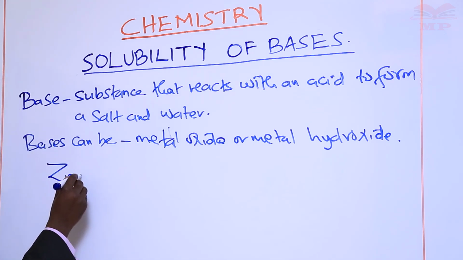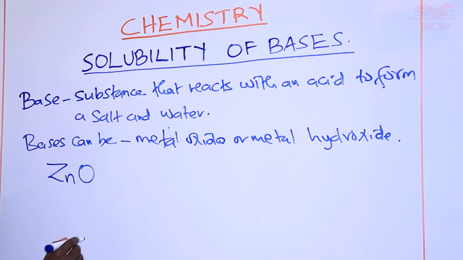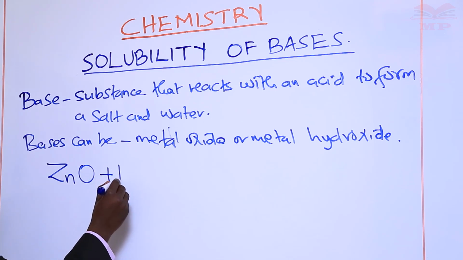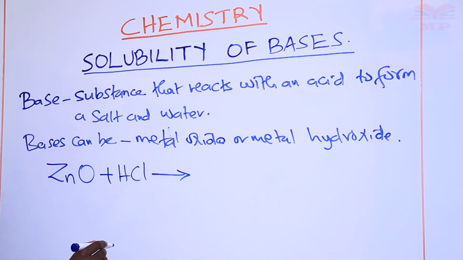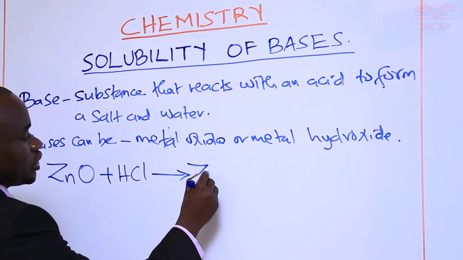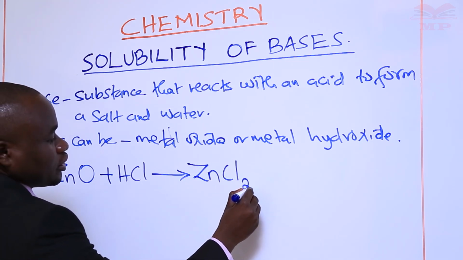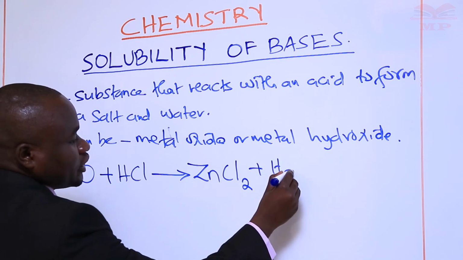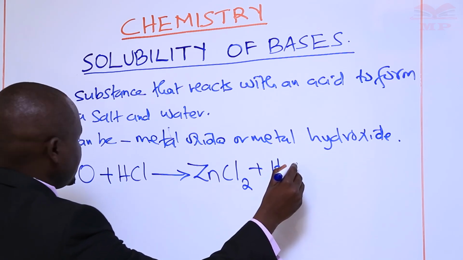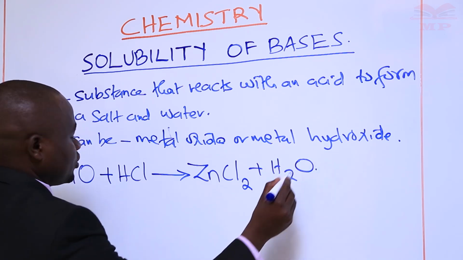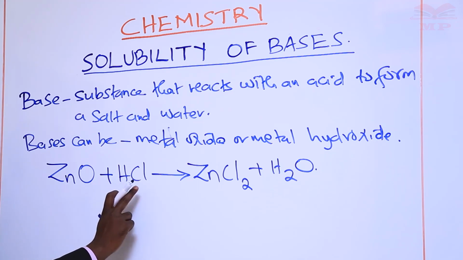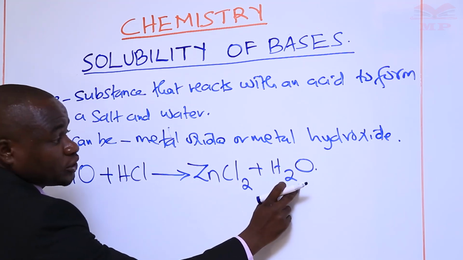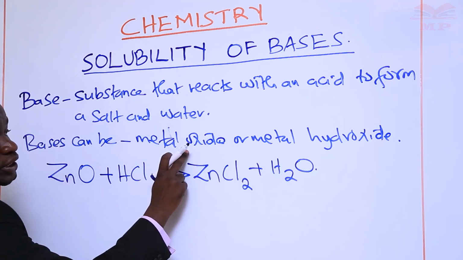such as hydrochloric acid, you'll get a salt, and our salt will be called zinc chloride plus hydrogen plus water. So we are saying zinc oxide is categorized as a base because it reacts with HCl to form a salt and water. These are metal oxides.